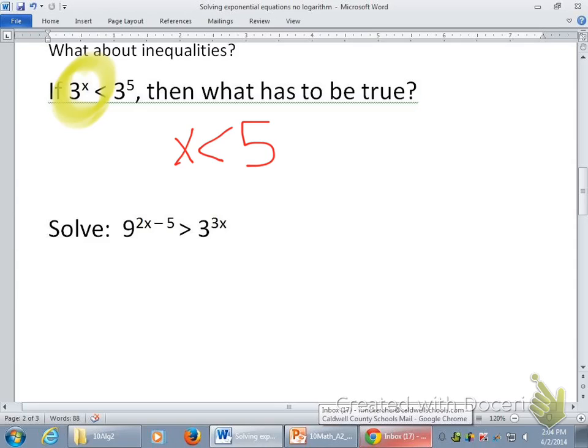So let's just do this problem exactly the same. What do we notice down here? How can we make these bases the same? Change what? Change the 9 to 3 squared, right? And then that's going to be raised to the 2x minus 5.